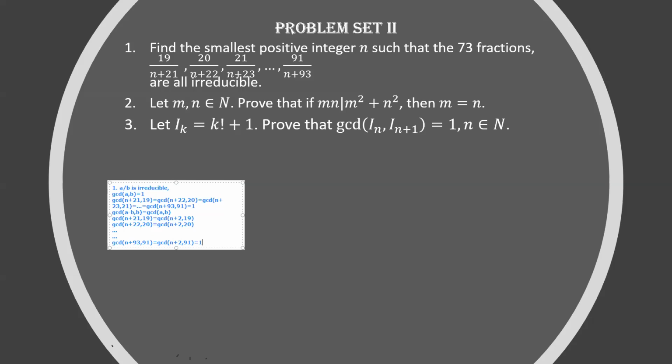All of these GCDs must be equal to 1. What does this mean? Let's assume that n plus 2 equal to m, for variables. Then we want to find numbers such that GCD of m comma 19 is equal to GCD of m comma 20 and so on, GCD of m comma 91 is equal to 1. Now this means that we need to find the least prime number greater than 91. Why is that? You can think why is that, but for now I'll give the answer.